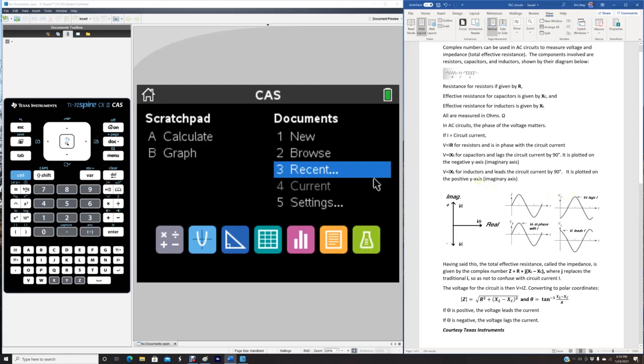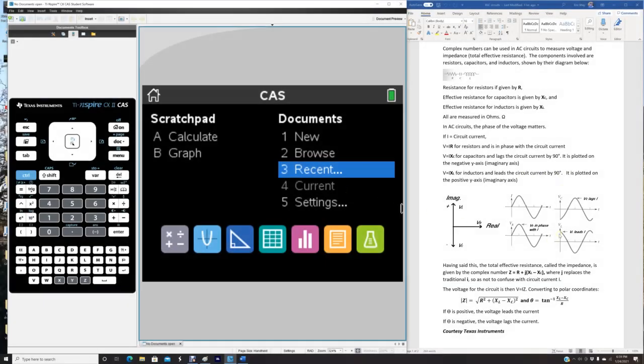Finally, V for inductors is I X sub L, and this leads the circuit current by 90 degrees. That is, it comes before the circuit current. So we can see on the VL graph here that the voltage leads the current by 90 degrees. Here it reaches its maximum value at time equals 0, and here the current reaches its maximum value 90 degrees later.